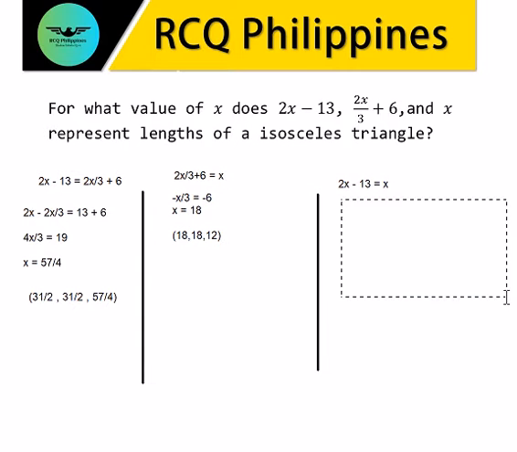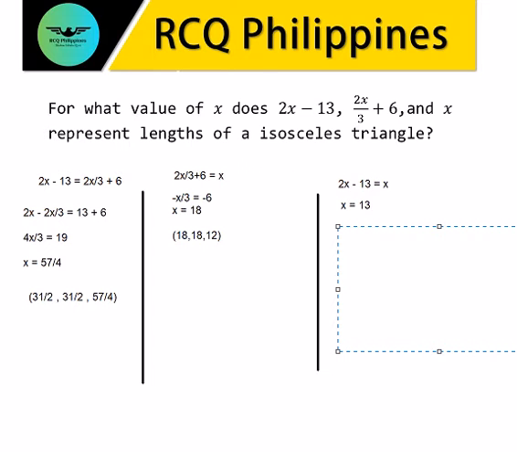And for the last one, you get x equal to 13. So you get 44 over 3, 13, 13. This one is about 23.